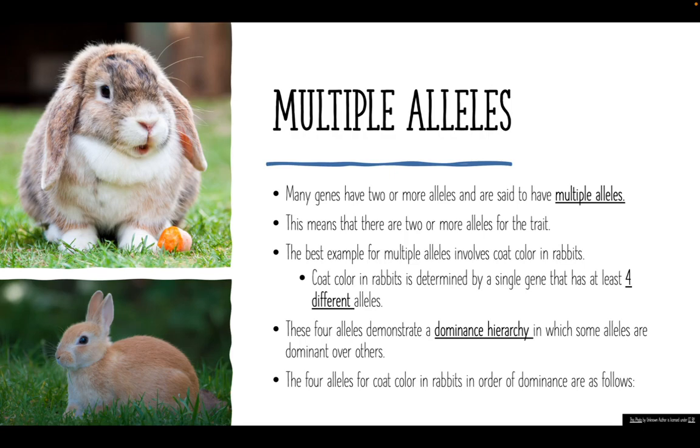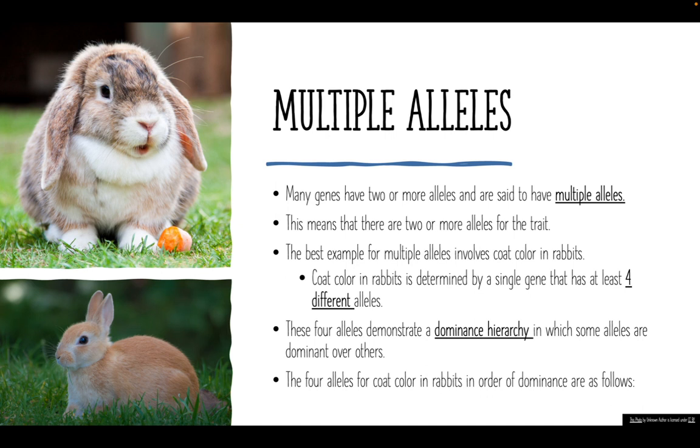We also have genes that have 2 or more alleles. They're said to be multiple allele. It means that there are 2 or more alleles for a trait. The best example for multiple alleles is coat color in rabbits. Coat color is determined by a single gene with at least 4 different alleles. Think about this as hair too, or eye color. So these 4 alleles demonstrate a dominance hierarchy in which some alleles are dominant over others.